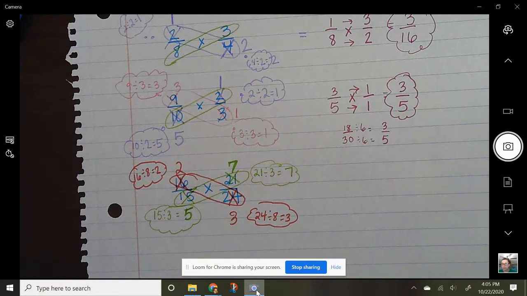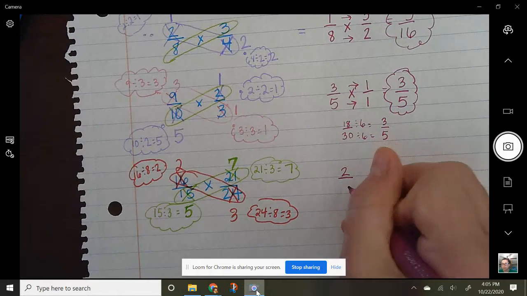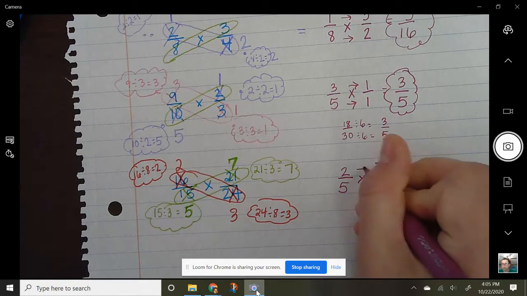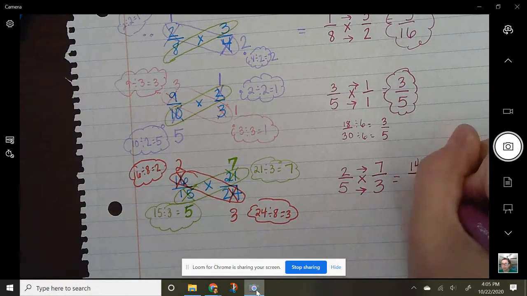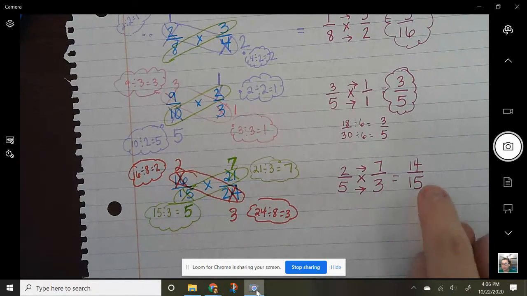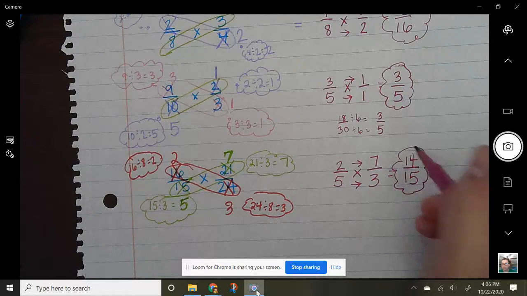Okay, rewrite the problem because it will make it easier. Once you get good, you could just go ahead and go for it. 2/5 times 7/3, multiply across. That is 14, and that is 15. And I'll give you a big hint. If there's just one number difference between the two, you're most likely in the lowest terms. And that's my final answer.